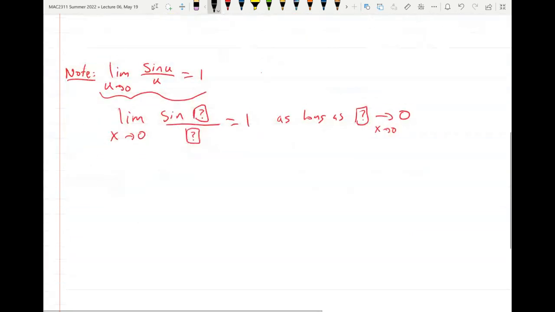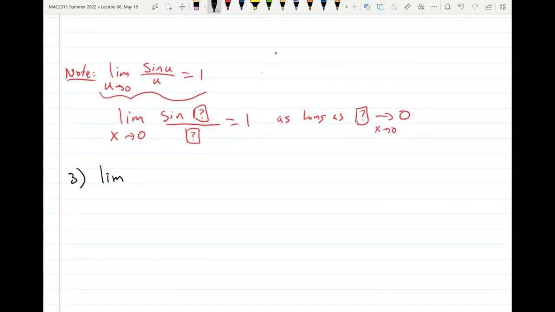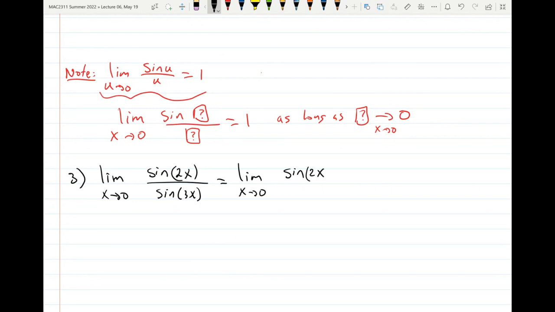That was that one. And then number 3, we're going to use a similar idea. It's just that we need to be a little bit more creative. So we have sine of 2x over sine of 3x. So I want to use the same idea as before. It's just that we have to be a little bit more creative because I have a sine of 2x. By the way, this is 0 over 0. Okay, so we need to do something.